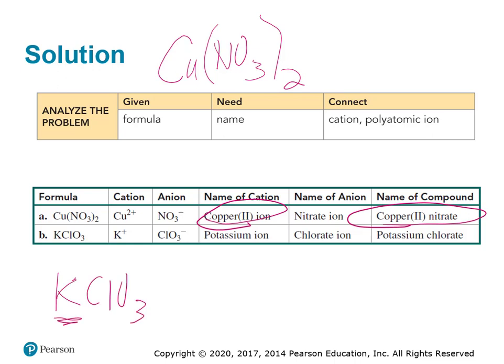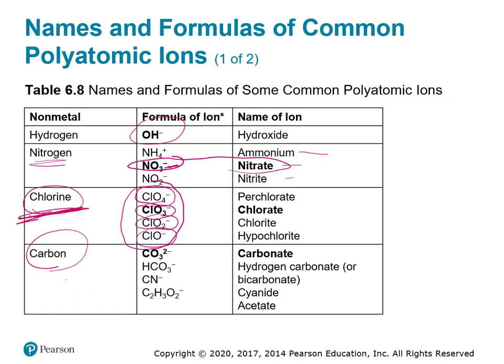And then we have KClO3. So we know K is potassium. We need to figure out what ClO3 is. So we go back to our cheat sheet. ClO3 is chlorate. So we have potassium chlorate for that second compound.